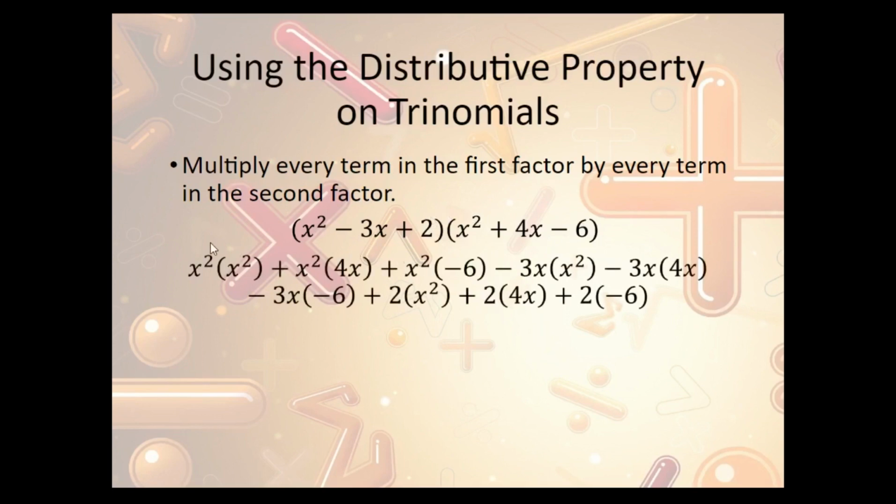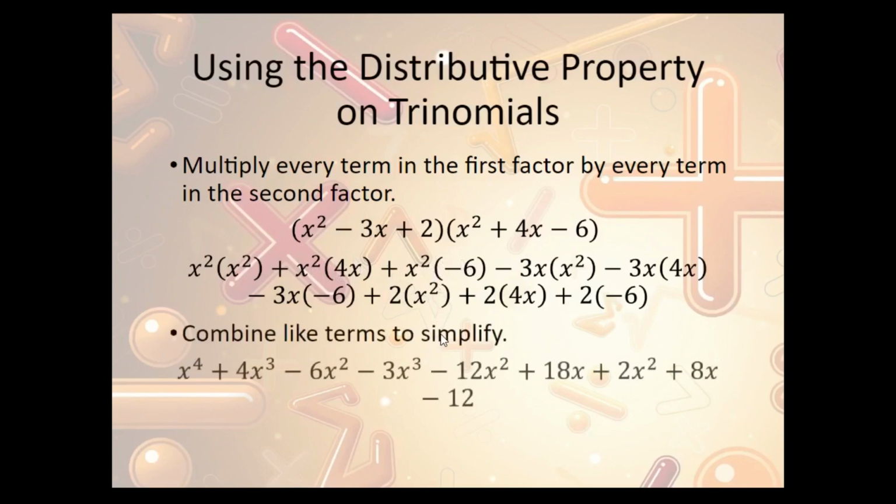And this looks like a lot of stuff, but once we combine like terms, it shouldn't be so bad. So we get x squared times x squared is x to the 4th. We get x squared times 4x is 4x cubed. X squared times negative 6 is negative 6x squared, and so on. And we end up with this.